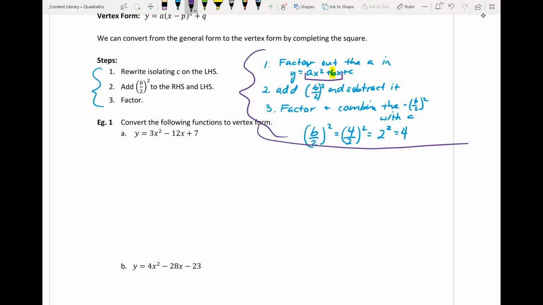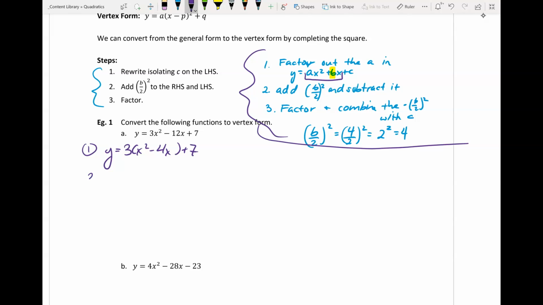So your step 1 is to factor out the a. Our a in this case is 3. And you're only going to do it for the two terms, the one with the x squared and the x. That's why I bracketed those two terms out. So then we're left with x squared minus 4x. I'm just going to leave the 7 on the outside of that bracket. I'm not going to bother to factor it.